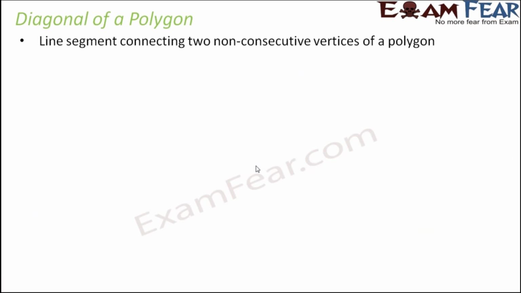As we discussed, a diagonal of a polygon is that line segment which connects 2 non-consecutive vertices of the polygon. So this is the most important catch here: non-consecutive vertices. Let us take examples of some polygons. So this is a polygon. First tell me if this is a polygon or not.